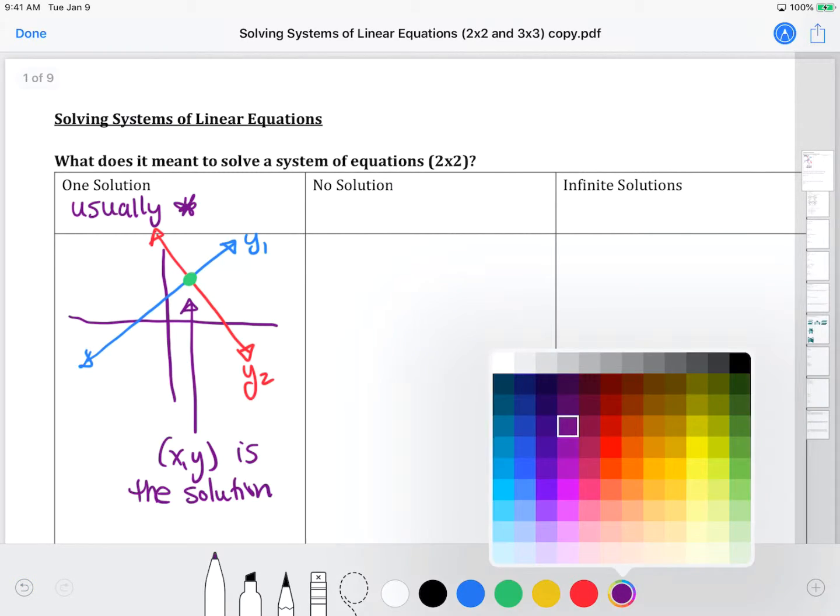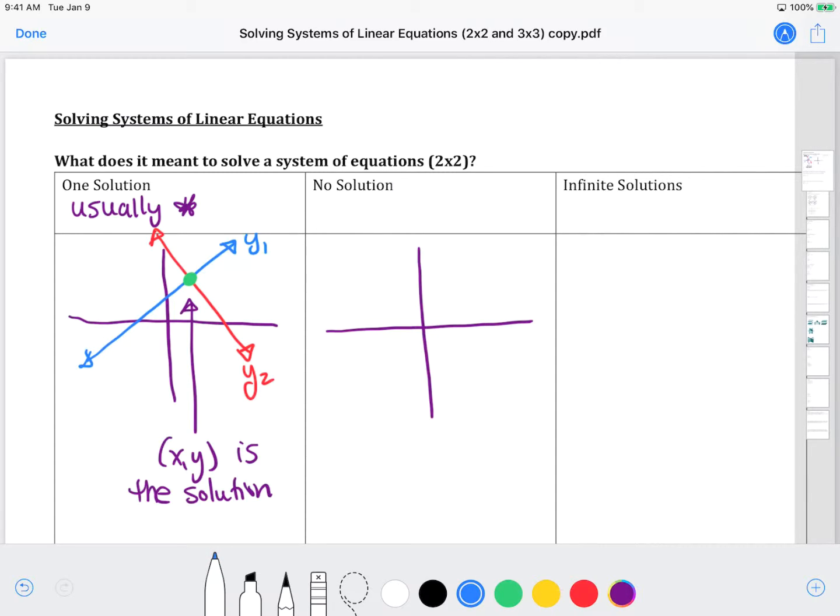The second possibility, if I have two lines, we'll call it y1 and y2. Because the solution is the x and the y coordinate that work for both lines, the point of intersection is going to be the solution. Now, if there is no point of intersection, then there's no solution. So in the case where you have parallel lines, this is going to be a special case of no solution because they never cross.